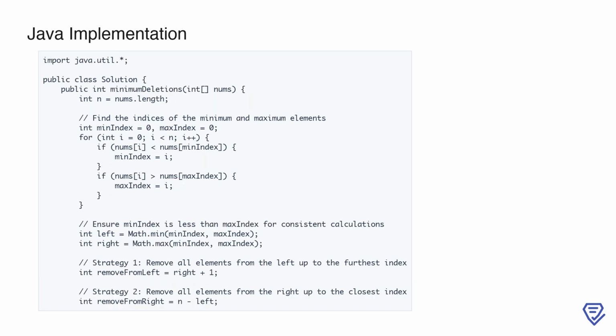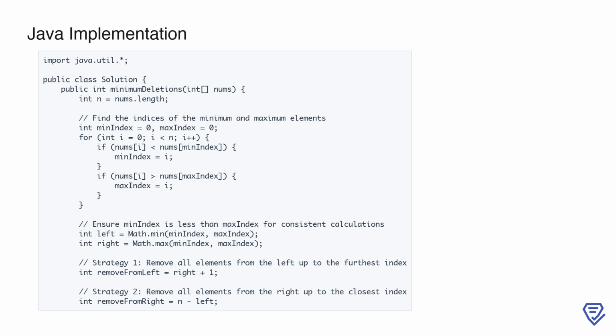Here, we start by importing the necessary utilities and defining our solution class with the method minimum deletions. The goal of this method is to determine the minimum number of deletions required to remove both the smallest and largest elements from the given array nums. First, we calculate the length of the array and initialize 2 variables, min_index and max_index, to track the indices of the minimum and maximum elements, respectively.